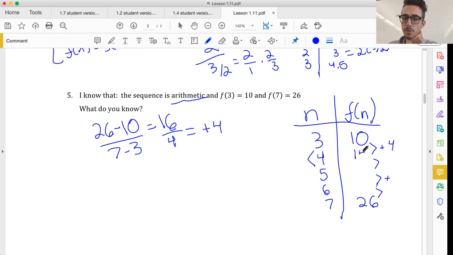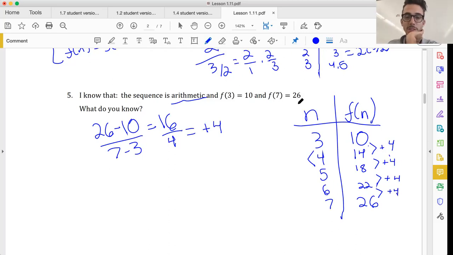10 plus 4 gets you 14. 14 plus 4 gets you 18. 18 plus 4 gets you 22, feeling blue. Finally ending at 26, getting our kicks.